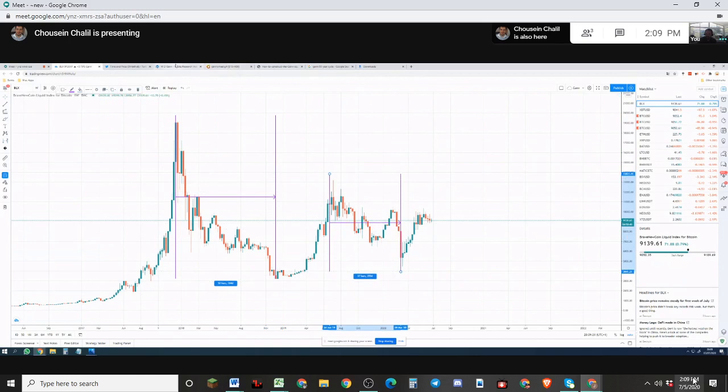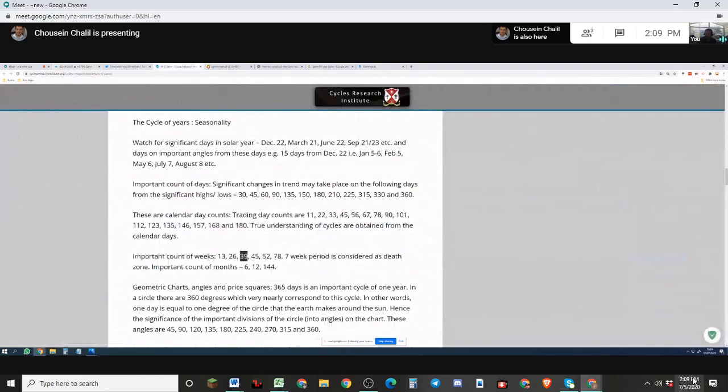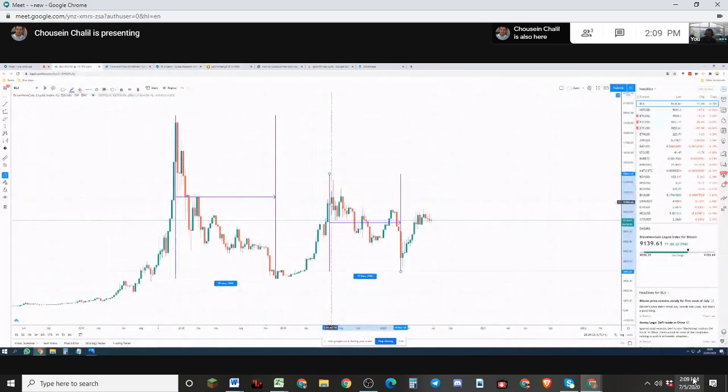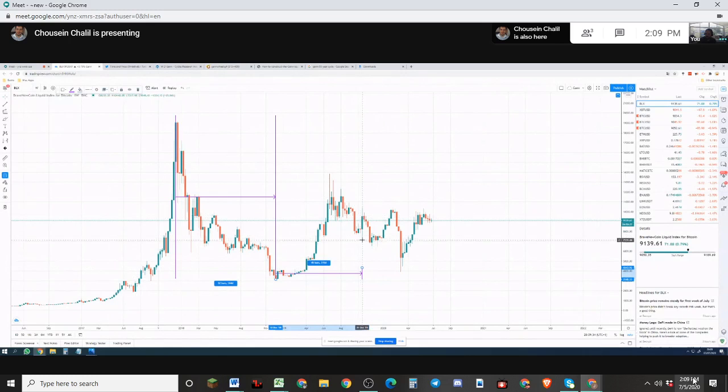37. And one of the numbers, 39, this is 9. But if you look here, 65. But if you look here, 45. You see what happened on the 45? We had a little bit of an intermediate top.